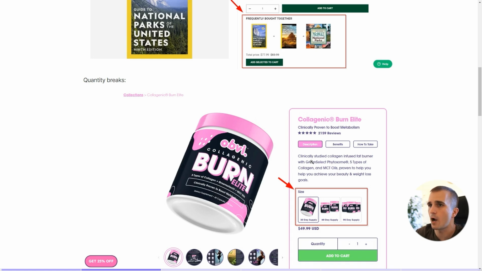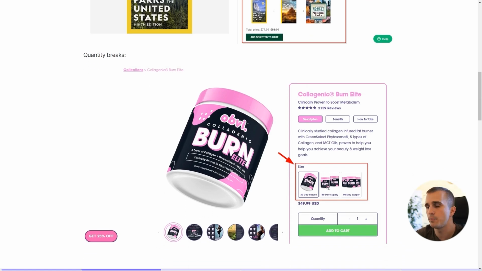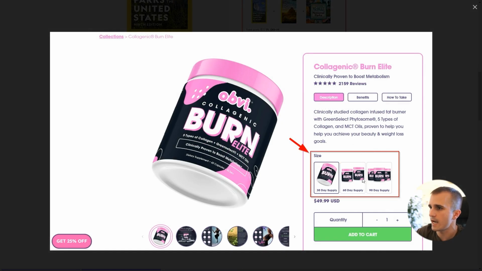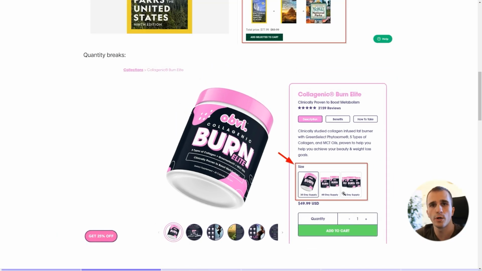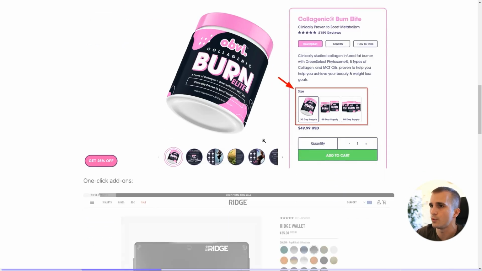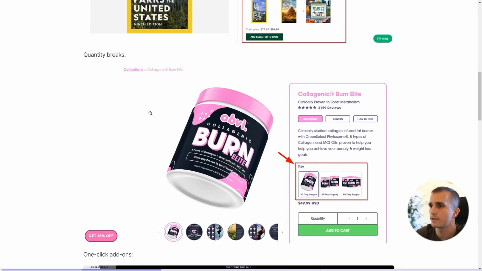And then the next thing, you can have quantity breaks. In this example, we have sizes and how many packages of these products you want. Do you want a 30-day supply? Do you want a 60-day supply, etc.? And as you buy more, the price per unit will be lower and therefore your customers get to save and you get them to buy more from you. So that's what's called quantity breaks.